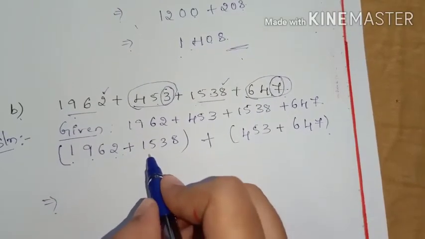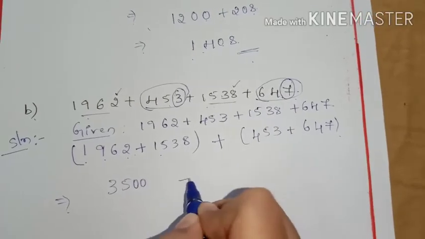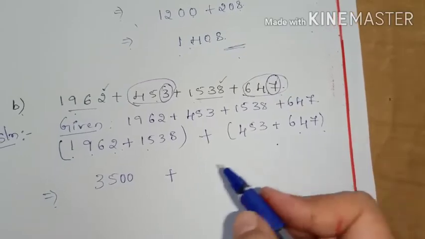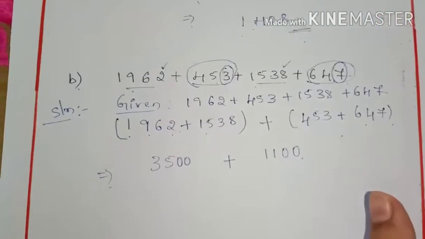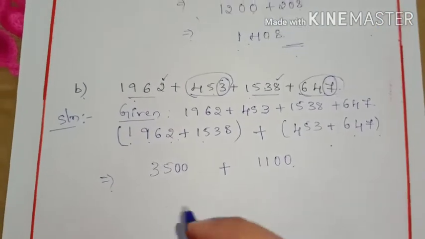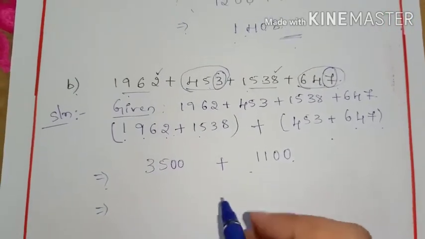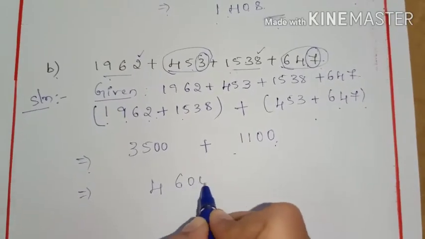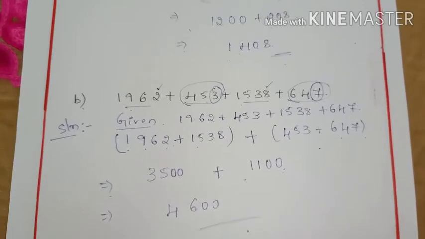1962 plus 1538 will become 3500. 453 plus 647 will become 1100. You can check by adding it vertically. Okay, so 3500 plus 1100. Yes, do the addition. It becomes 4600, that is your answer. Fine. Let us move to question number 2.